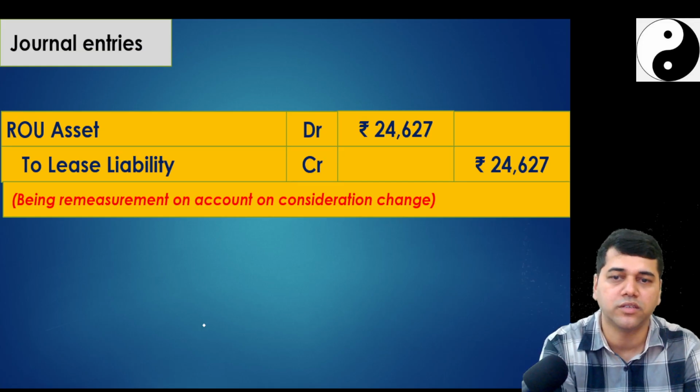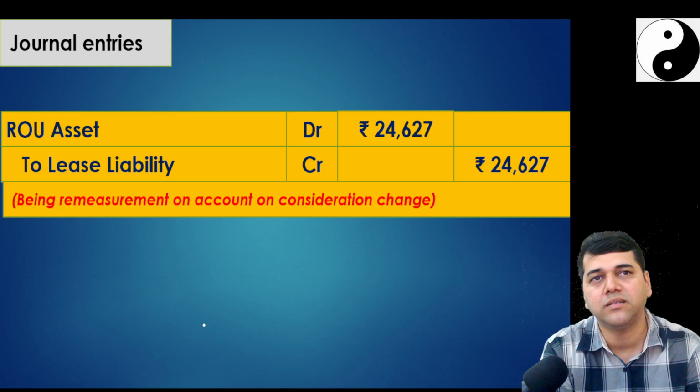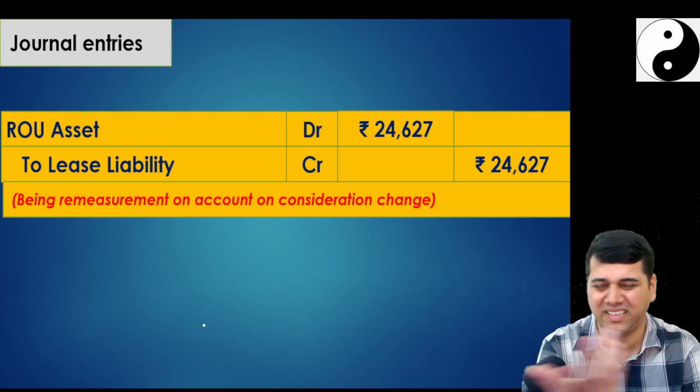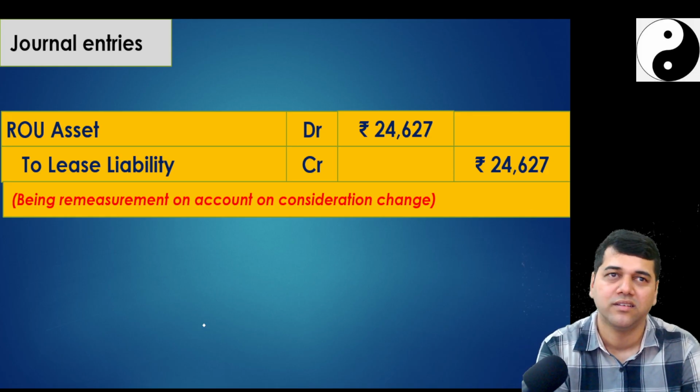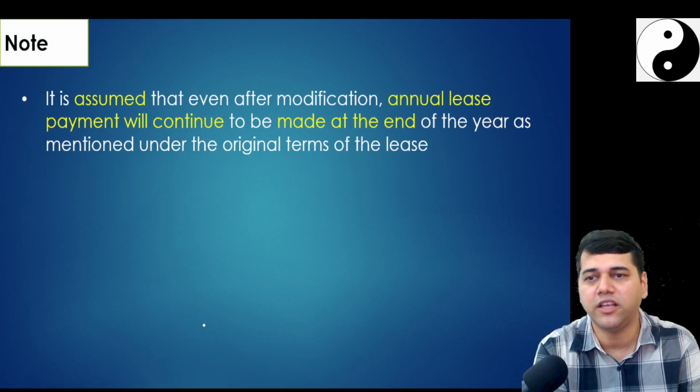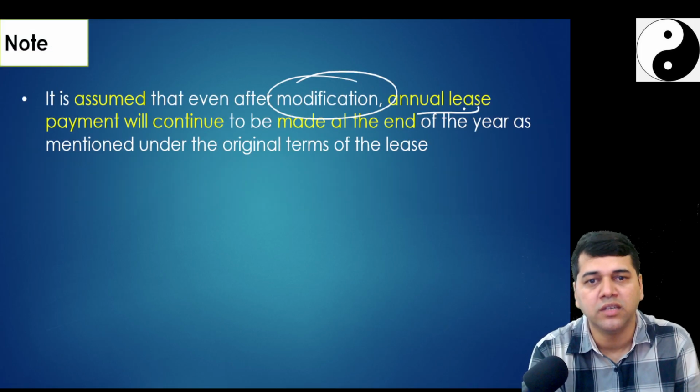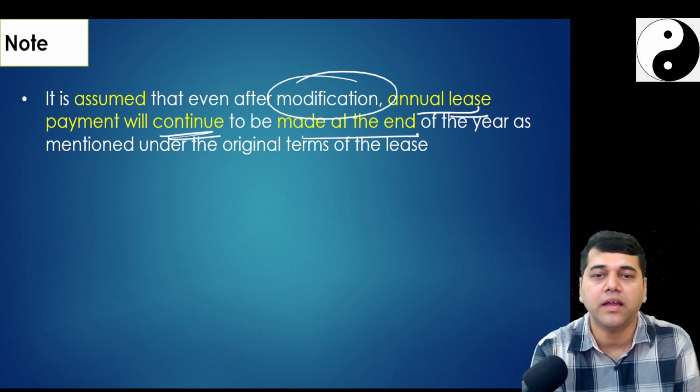So you can give a note. Assume that the new payments are also at the end of the year. Leave it, not required. This is the general entry. Are you done? Yes, there is one note that, look, assume that even after modification, the lease rent are paid at the end of the year.